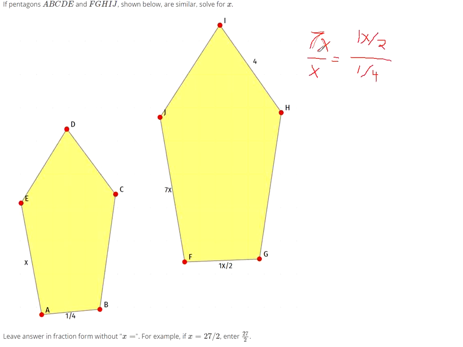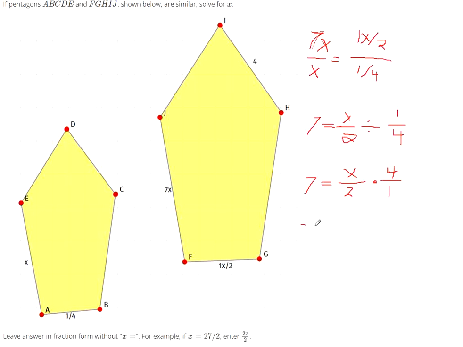Okay, so on the left side, this is nice and easy. 7x divided by x, that just makes 7. And then we have 1x over 2. And that's being divided by, that's what this symbol means, is being divided by 1 over 4. So we can fix that up by flipping the second fraction and multiplying. So that's x over 2, and we multiply that by 4 over 1.